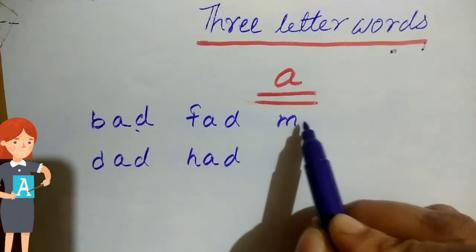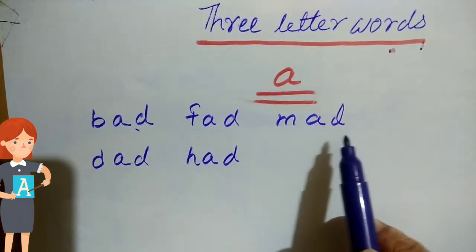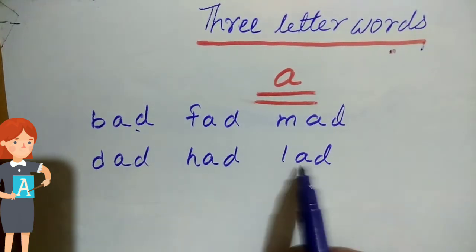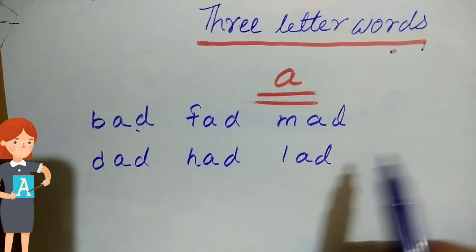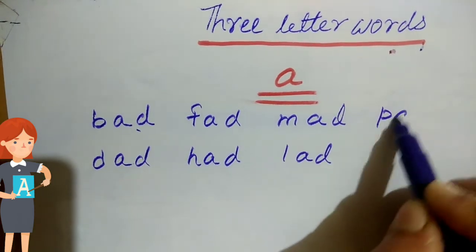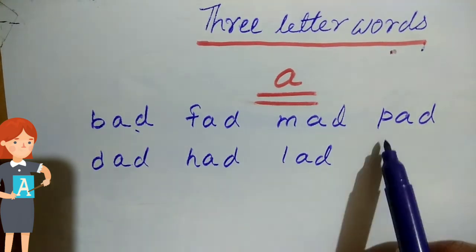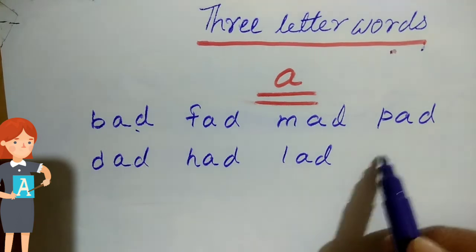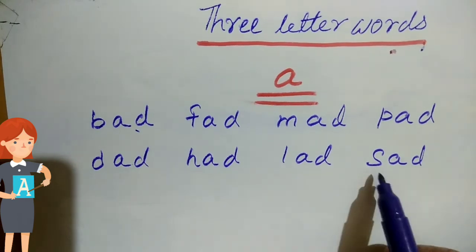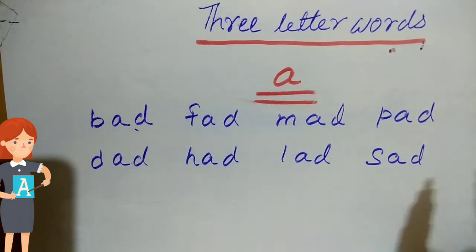The next one, M, A, D, mad. Now, next one, L, A, D, lad. Next one, P, A, D, pad. Next one, S, A, D, sad.